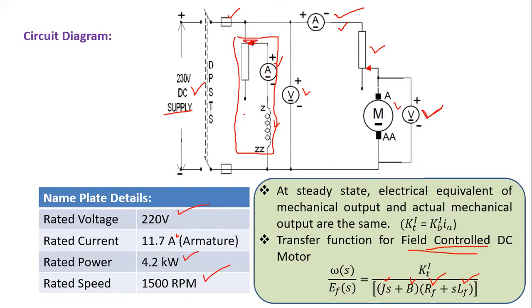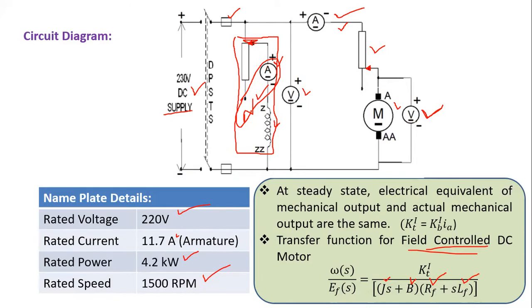With respect to speed, we need to cross-check. We are varying the field rheostat, so the field current is varying. So these two, field current and speed, we are noting down. And we will take 4 or 5 values. Slowly we will vary the rheostat so the current will change. Based on that current, what is the speed? 4 or 5 cases we are taking and checking.